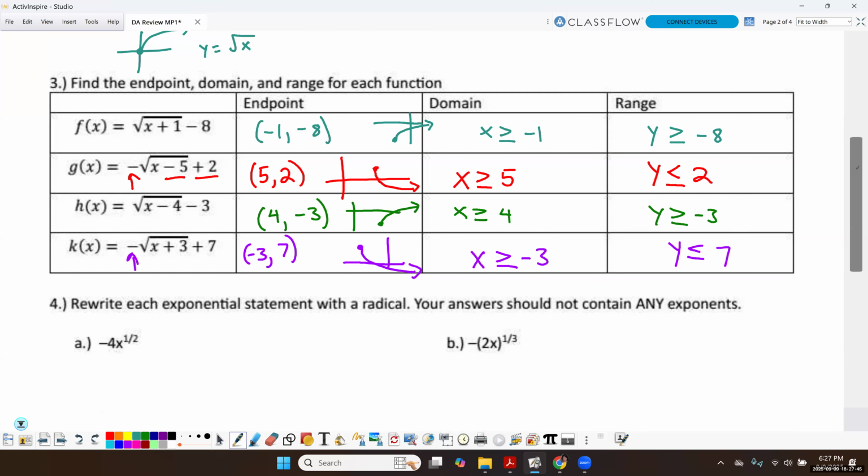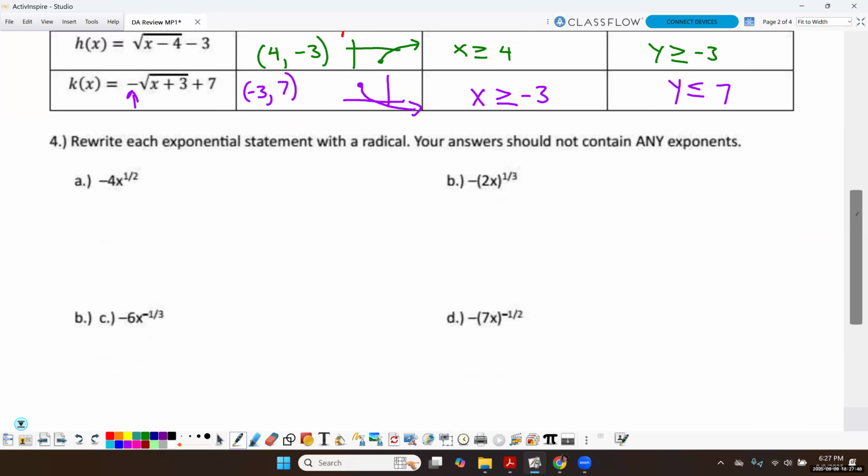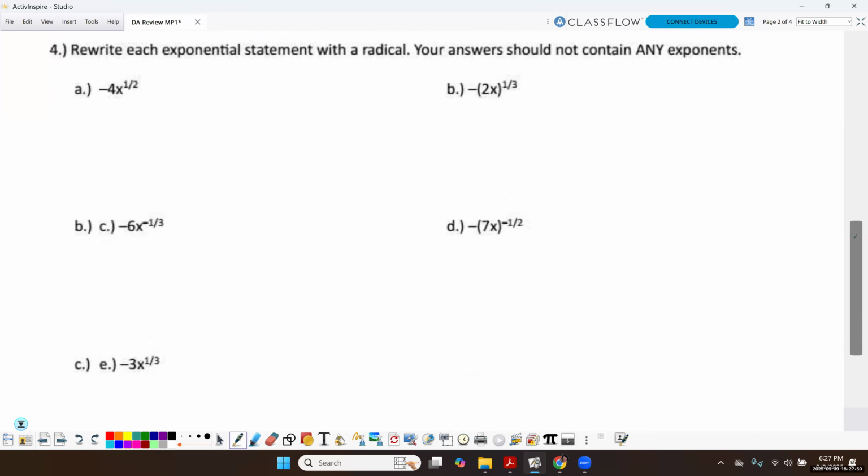Number 4 says, rewrite each exponential statement with a radical. Your answers should not contain any exponents. So the first thing I'm going to do is pay attention to what the exponent is on. So for letter A, I see that that 1/2 is only on the x. And I know that a 1/2 power is like a square root. So it's just going to be -4 root x. For letter B, I have a 1/3 power, which is like a cube root. And here, it's on the whole thing, the whole 2x. The negative is not in the parentheses, so it is not going to be in the root.